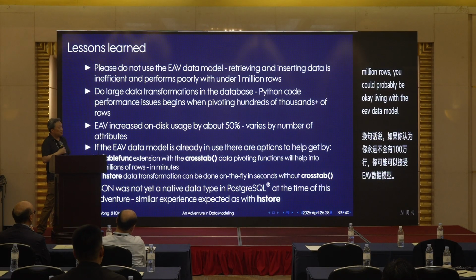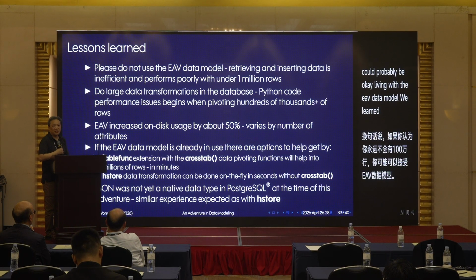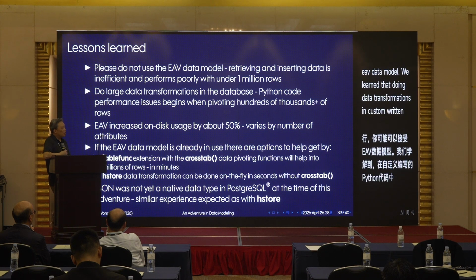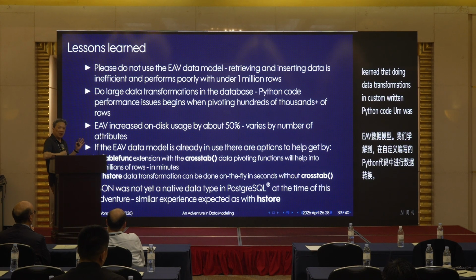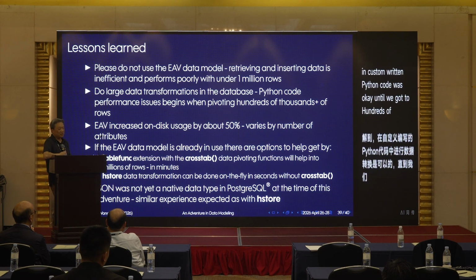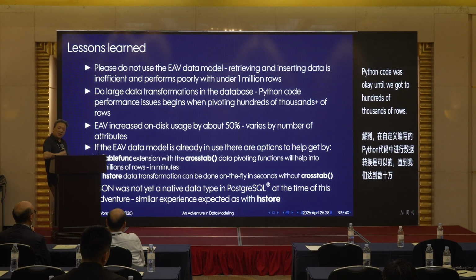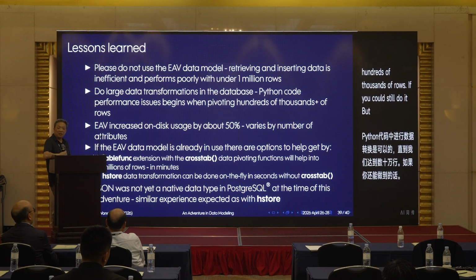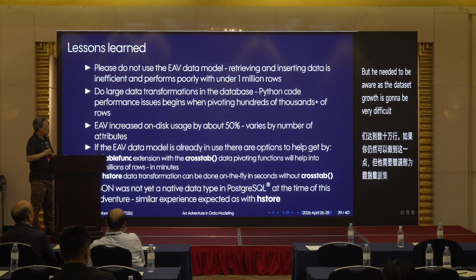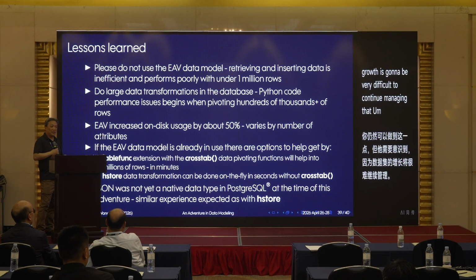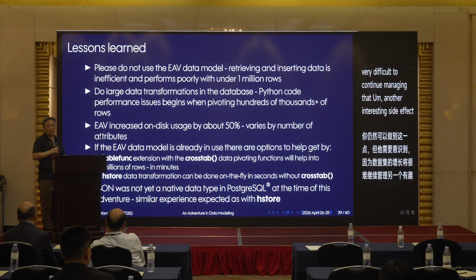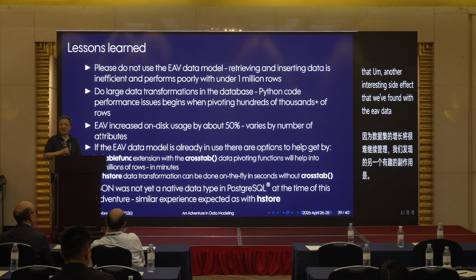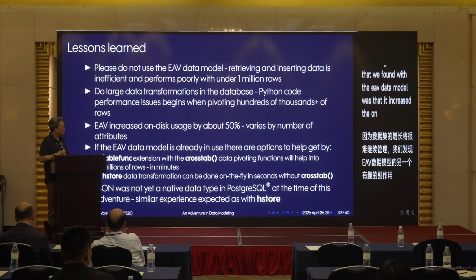We learned that doing data transformations in custom written Python code was okay until we got to hundreds of thousands of rows. So you could still do it, but you needed to be aware that as the data set grows, it's going to be very difficult to continue managing that. Another interesting side effect that we found with the EAV data model was that it increased the on-disk size of all your data by 50%.